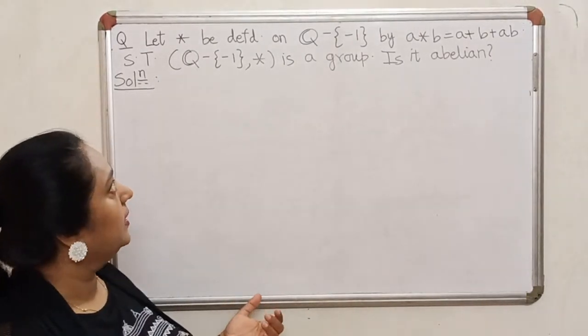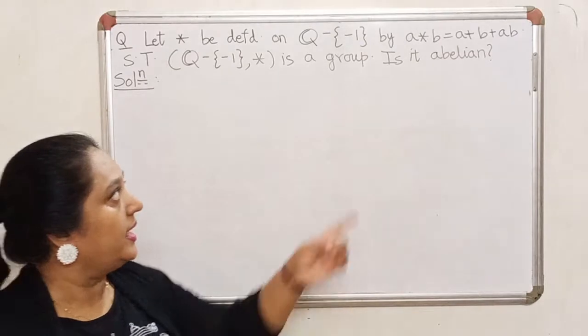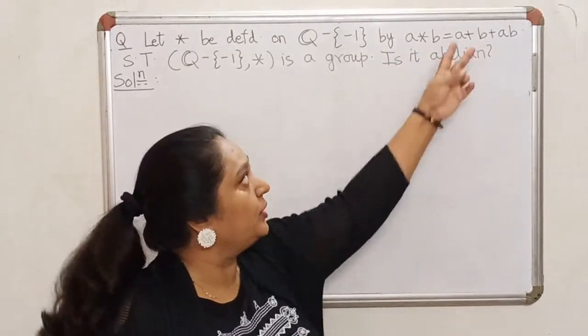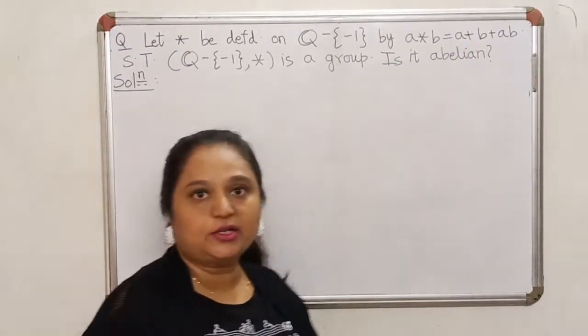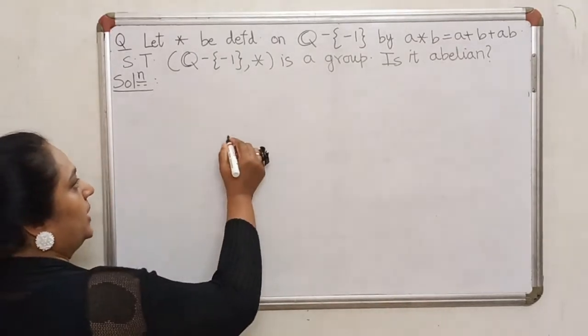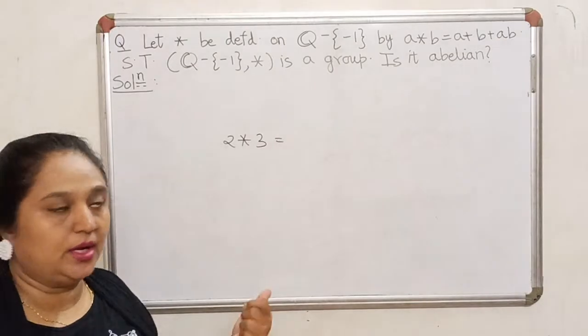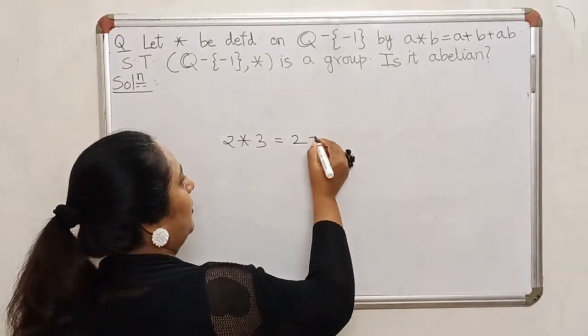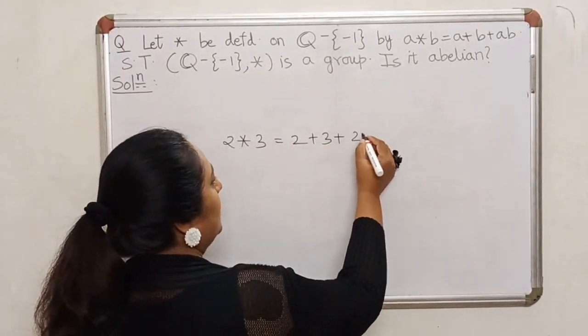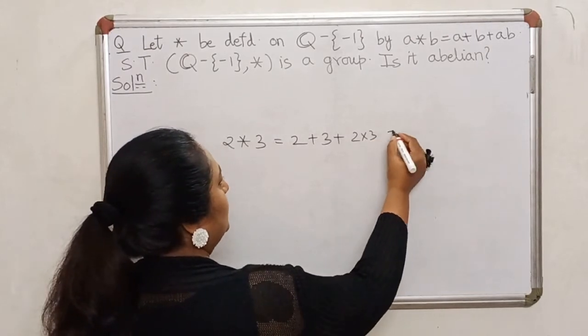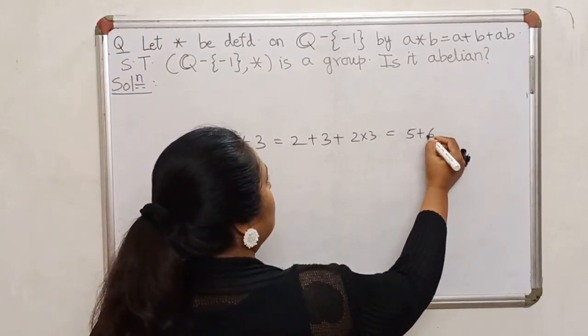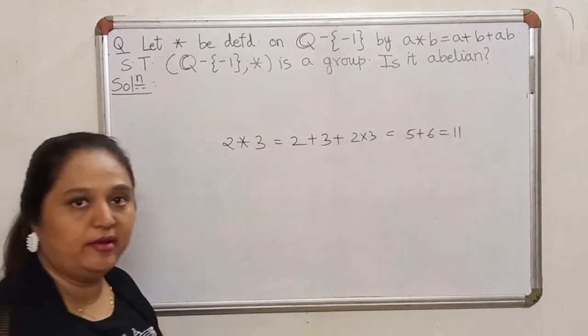And on this set, we have defined an operation as a star b equal to the sum of the two elements plus the product of the two elements. So once again, just to illustrate this operation, let's look at what would be 2 star 3. 2 star 3 would be the sum of the two elements plus the product of the two elements. So this will be 5 plus 6, that is 11.